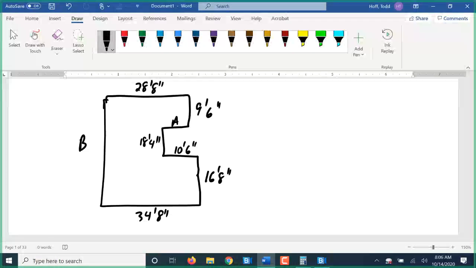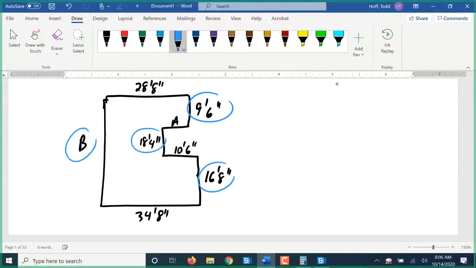Okay, so for B, all we need to do is add up the 9'6", 18'4", and 16'8". We can do it without the words. We can just do the symbols. We can do them all at once. Addition is the one operation that we can do more than two numbers at once.